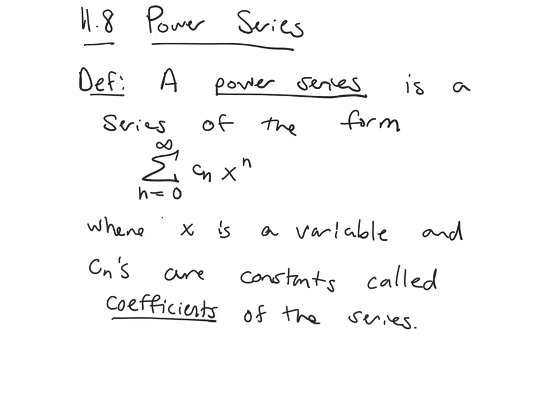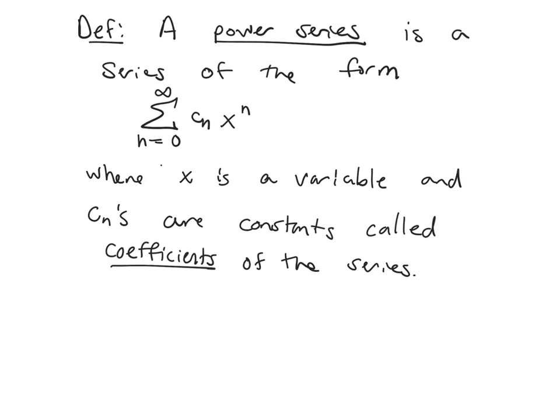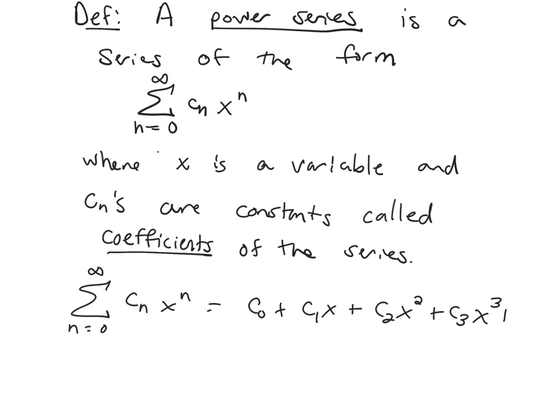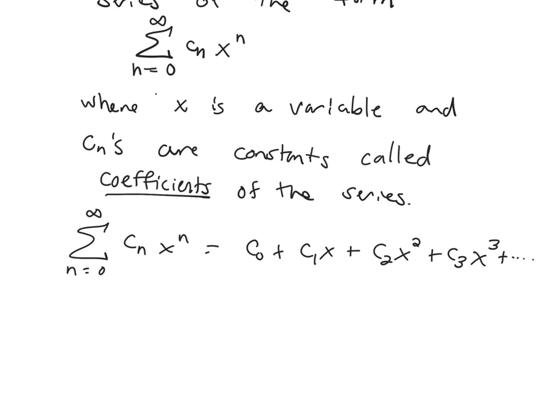So I think we saw some, probably in our homework on WebAssign, there were some series that had a variable x in it. So that was a preemptive example of a power series. Okay, so let's write out what this series looks like. C_n x to the n: C0, C1 x plus C2 x squared, C3 x cubed. And these C0, C1, C2, C3, they're all just coefficients. They're constants.